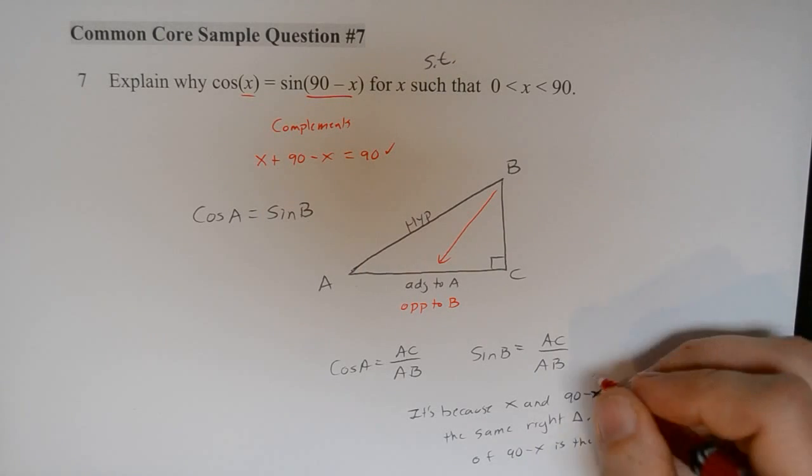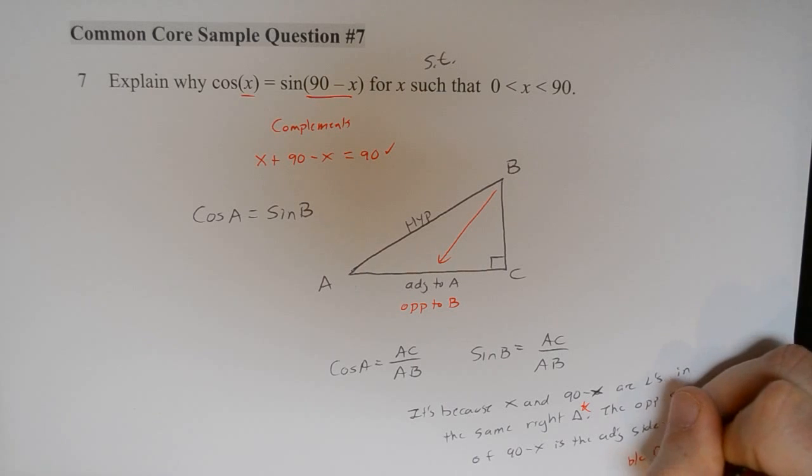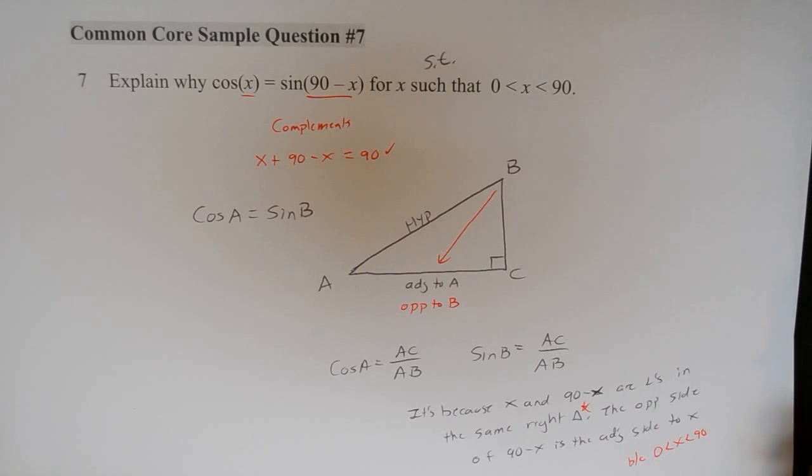The mathematician in me is just wanting to stipulate here, x and 90 minus x are angles in the same right triangle only because 0 is less than x less than 90, right? So for example, 300 and negative 210 fit this bill, right?